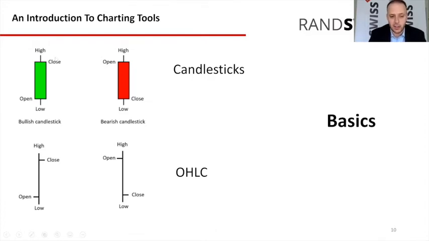When is a candle red? When the open is above the close. So let's say the stock opened at 10 Rand, traded up to 11 Rand, down to 8 Rand, and finally closed the day at 8 Rand 50. That would create a candle that looked like that.